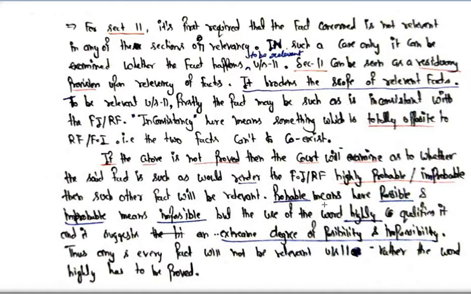Probable here means possible, and improbable means impossible. But the use of the word highly qualifies it, and it suggests an extreme degree of possibility and impossibility. Thus, any and every fact will not be relevant under section 11 clause 2. Rather, the word highly has to be proved.